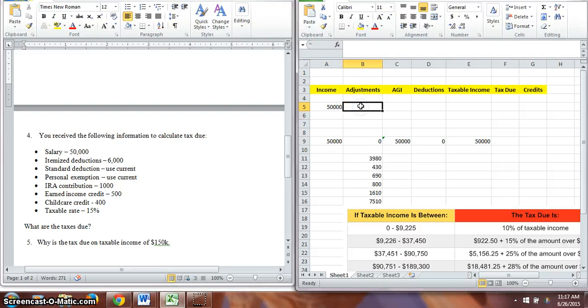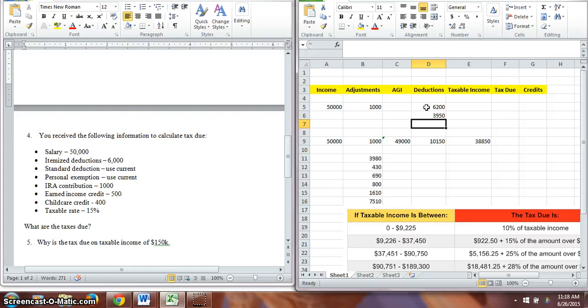Now I'm going over here and I'm looking for adjustments. Do we have, oh yeah, we have the IRA contribution right here of $1,000. So that is an adjustment. Credit, credit. Okay, I know those are at the end. I don't have any other adjustments. My AGI is $49,000. Now I'm going to go over here to deductions. Itemized deductions are 6,000. Well, that's lower than my standard deduction of 6,200. So I'm going to use the standard deduction of 6,200, and my personal exemption is 3,950.